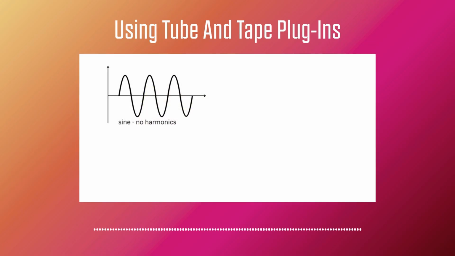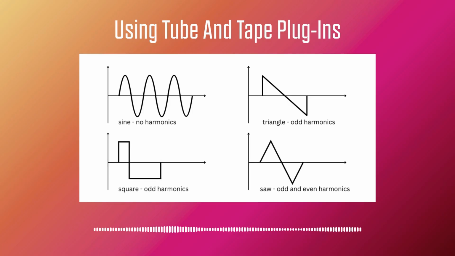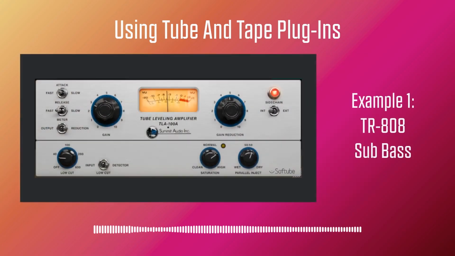A sine wave has a fundamental frequency, which is also referred to as the first harmonic, just to confuse you even further, but has no harmonics. A triangle has odd harmonics, a square has odd harmonics, and a saw has odd and even harmonics. This is useful information. It can help you decide what distortion process to use and whether you want to highlight, attenuate, or generate harmonics. I'll put this information to use in the first example.